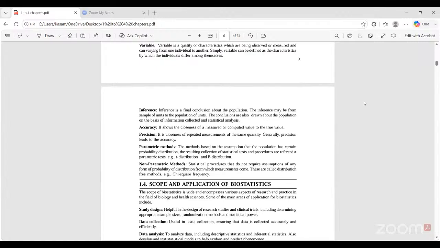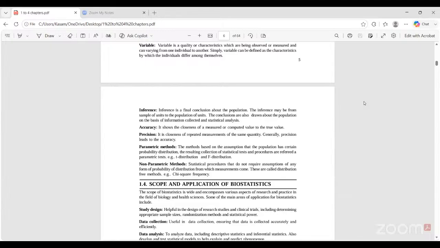Tell me, anyone? Accuracy. The exact value. Only one is responding. Okay. Accuracy shows the closeness of the measured and computed value to the true value. What is precision? In repeated measurements of the same quantity, generally precision leads to accuracy.